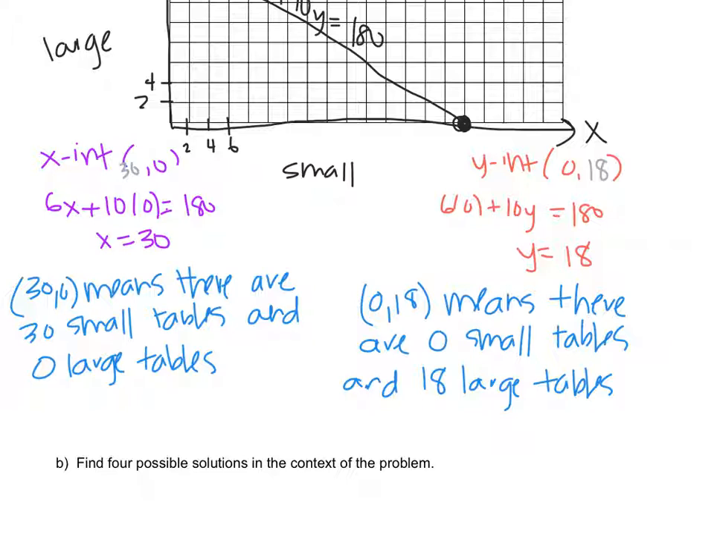Now you can take your sentences and make them a little more complex if you want. You can say (30, 0) means if you don't use any large tables, then you use 30 small tables. (0, 18) means if there aren't any small tables, then you have 18 large tables. So you can kind of change around the sentence if you want, but the essence of the label has to come through in the sentence. Now the last part, letter B, says find 4 possible solutions in the context of the problem.